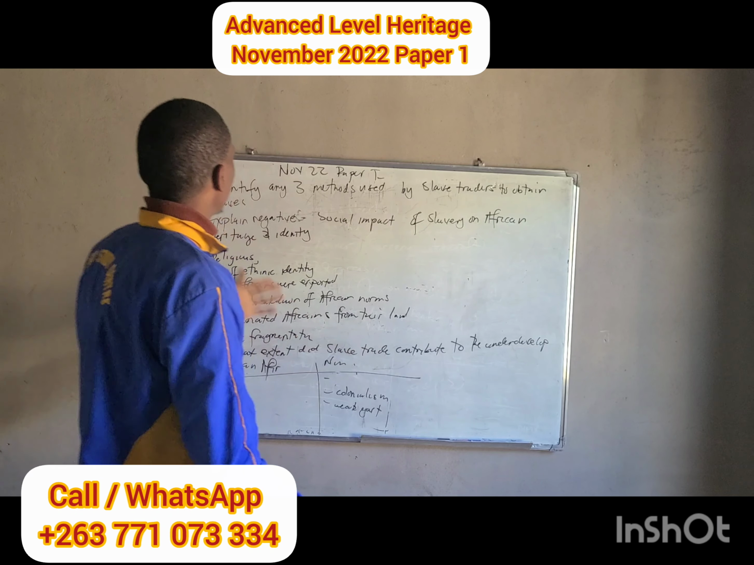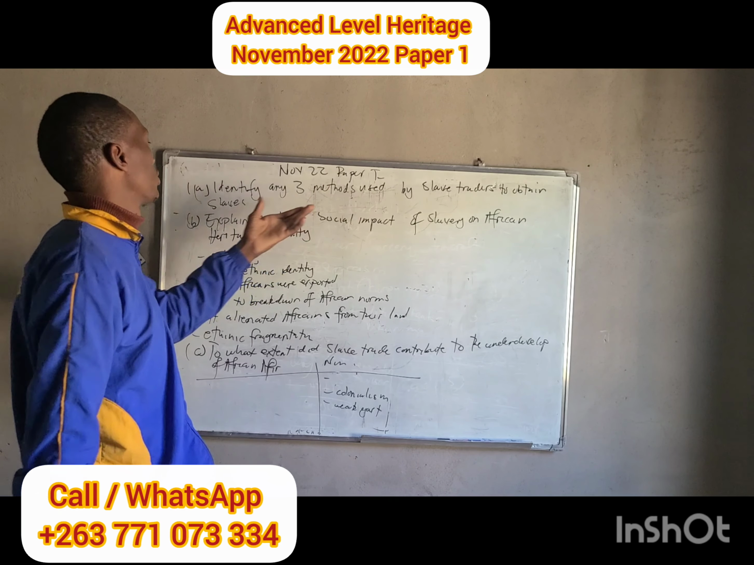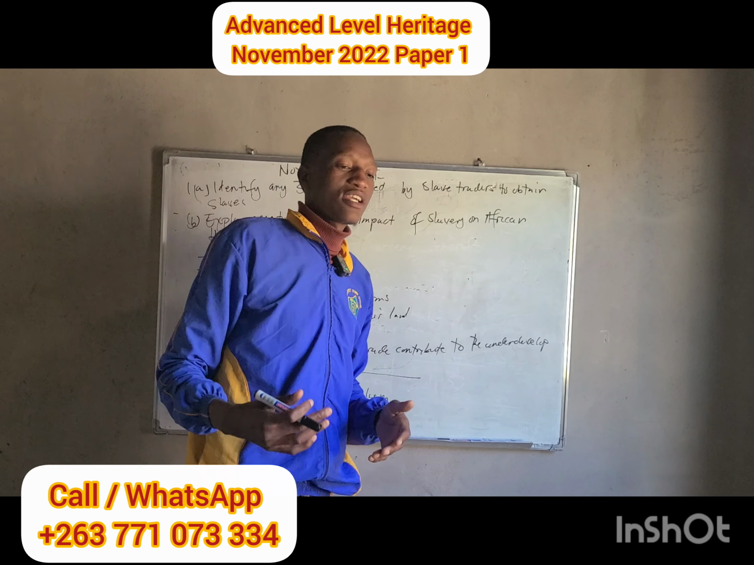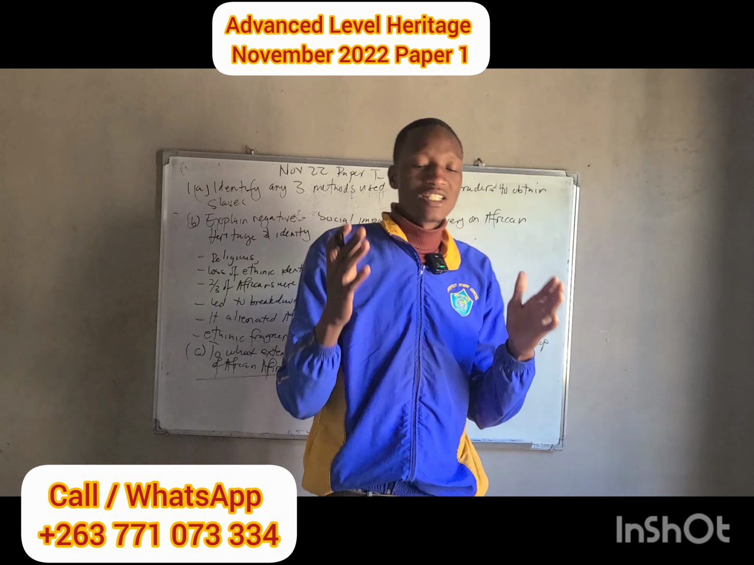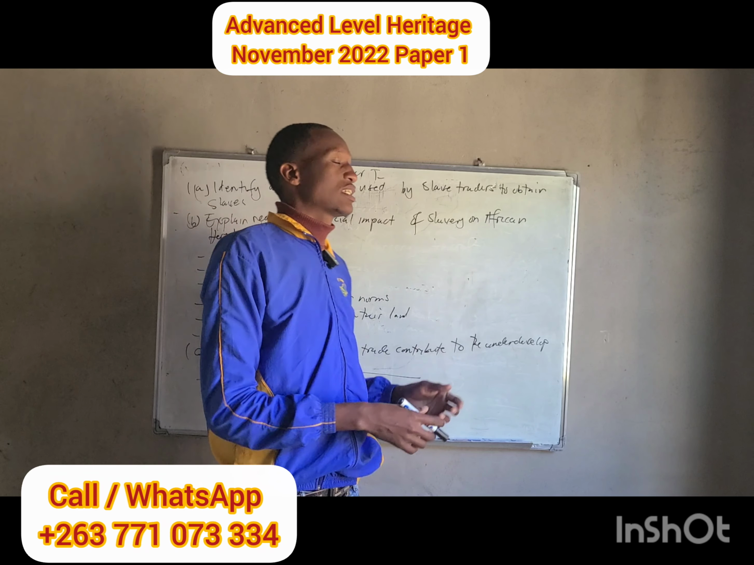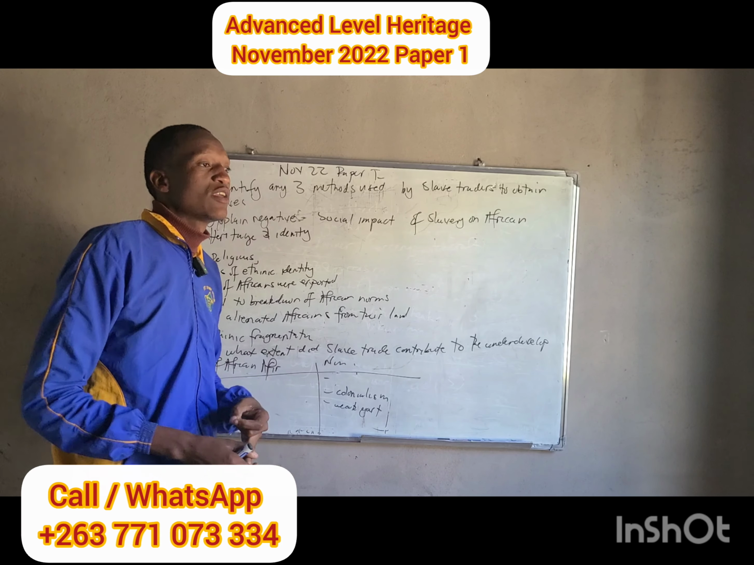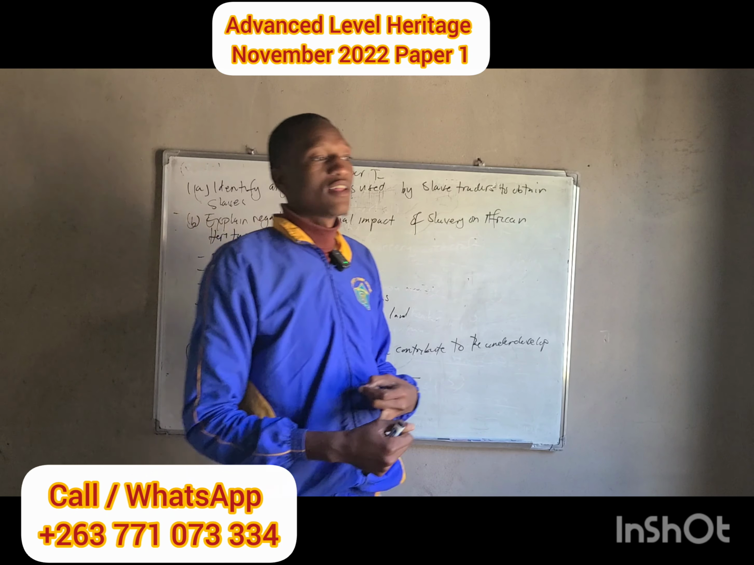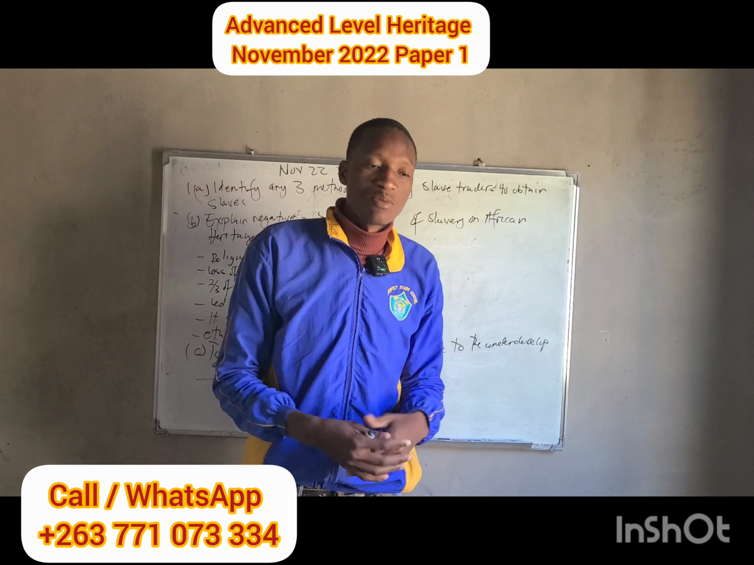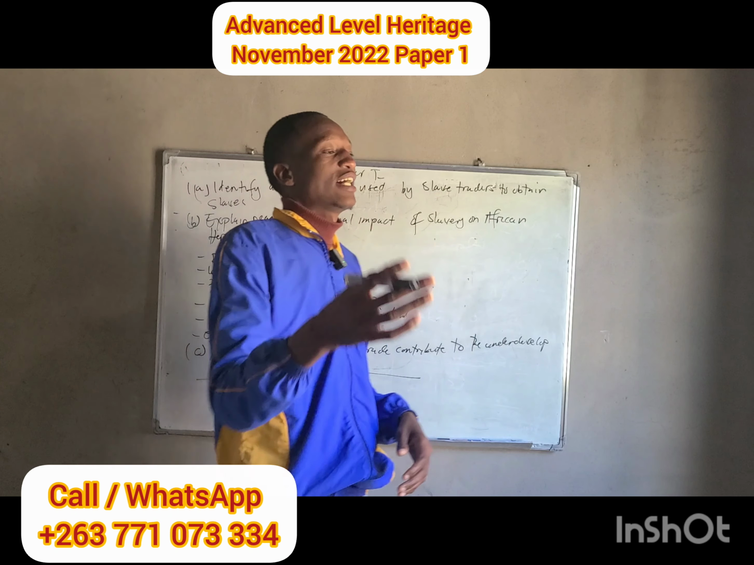For instance, the question says, identify any 3 methods used by slave traders to obtain slaves. This is our topic on slave trade, and they are saying give us 3 methods by which the slavers obtained slaves. So we've got, number 1, they used force; also they used chiefs, they used kidnapping, they used police brutality, and whatsoever. These are some of the methods, we just listed them.